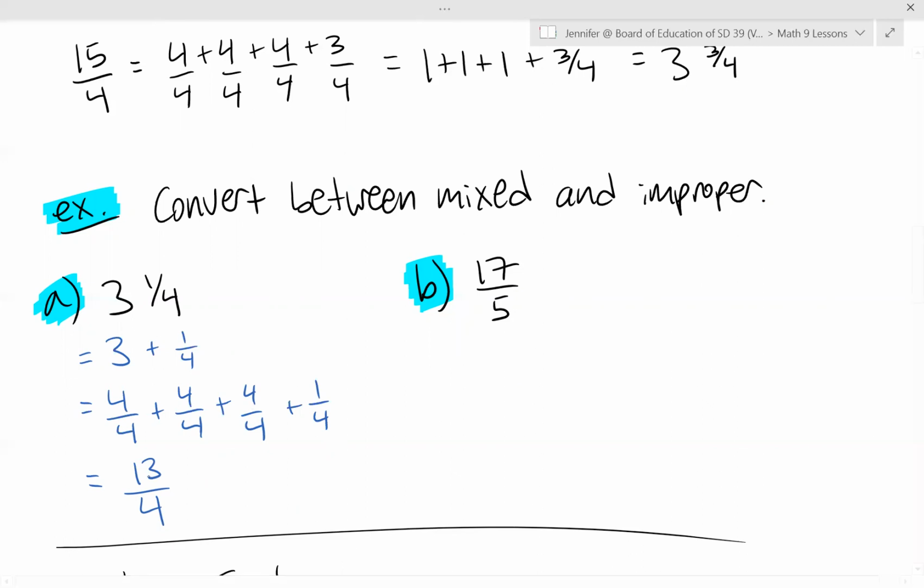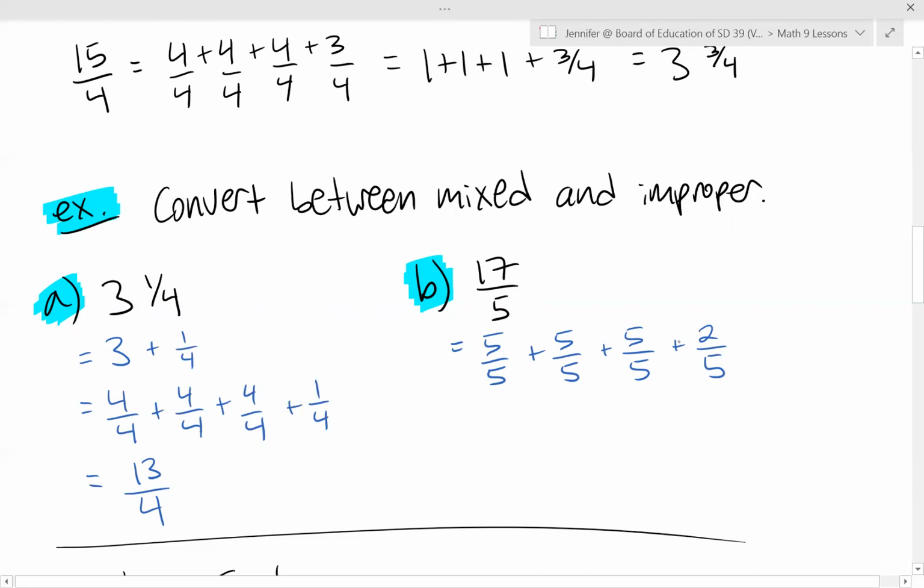Question B is the opposite. We're going from improper to mixed. So we do the reverse of what we just practiced. So we want to ask ourselves, how many 5s go into 17? Well, we'd have 5 over 5 plus 5 over 5. That gives us 10. This gives us 15, and we can't quite add another 5, so what we have remaining after 15 is just 2 over 5.